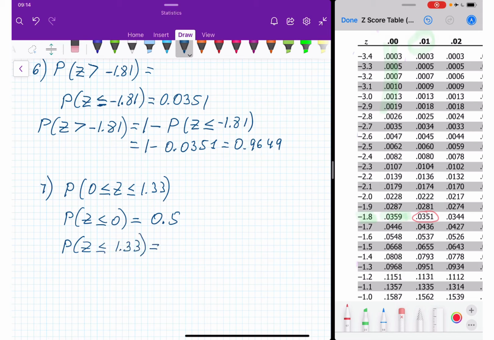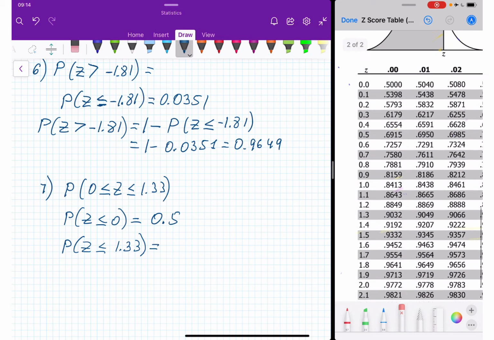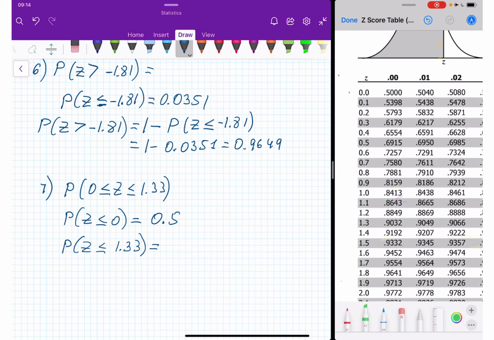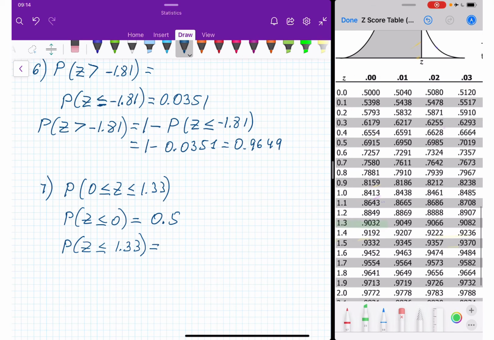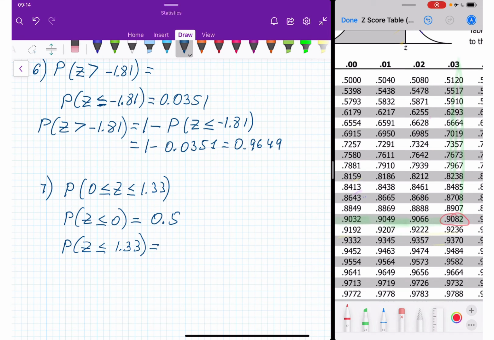That is equal, let's see, 1.33 moving to positive. Okay, 1.3, where is my 33? It's coming to here. Okay, and this is when it's coming. We are getting 0.9082.